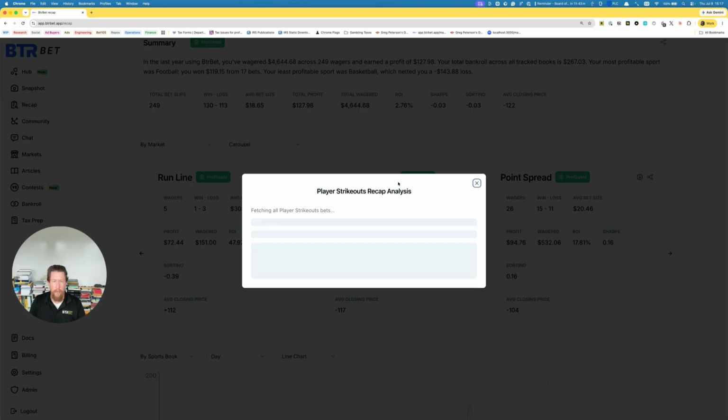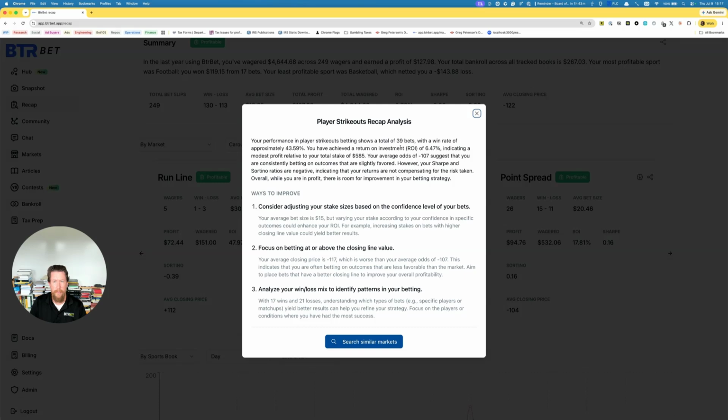I'm going to do a quick analysis of these bets to see what BtrBet tells me I should do to bet better. Yeah, this is the key point here. My Sharpe and Sortino ratios are negative, indicating that my returns are not compensating for the risk taken. That tracks with what I saw there. It's nice to see it verified by something that isn't me.